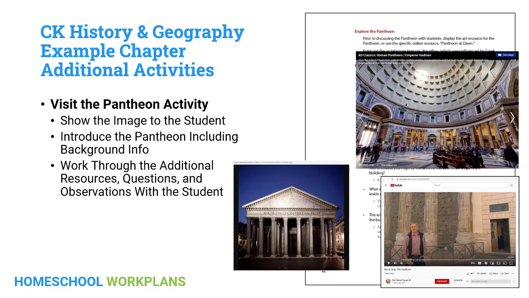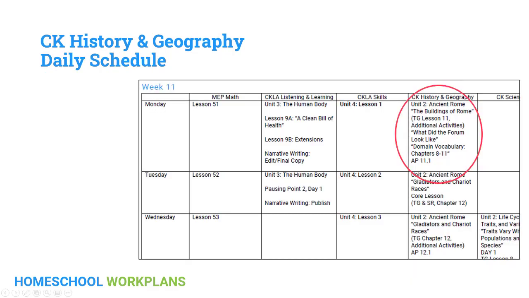Okay, so let's jump back to the daily schedule and look at what's scheduled for the third and final school day we're spending on this chapter. For the last day of this chapter, we have scheduled Monday of the following week. As you can see here, we're going to be using 2 additional activities for Chapter 11 of the Teacher's Guide. Instead of one longer lesson or activity like we did the first 2 days, where we read a chapter one day and then took a pretty detailed tour of the Pantheon the second day, this final day has 2 shorter activities scheduled. The first one is titled What Did the Forum Look Like? And the second is the vocabulary worksheet for chapters 8 through 11.